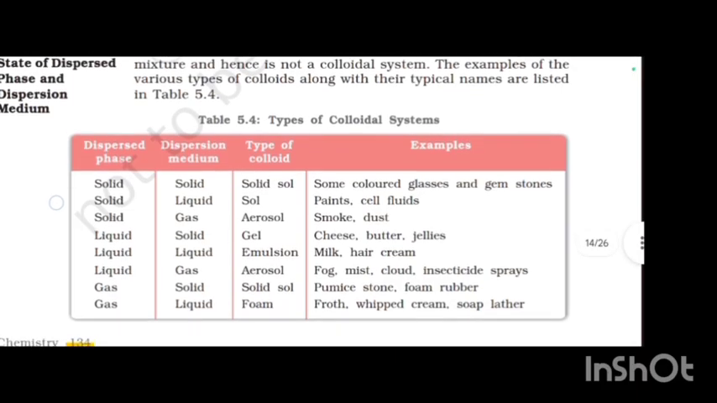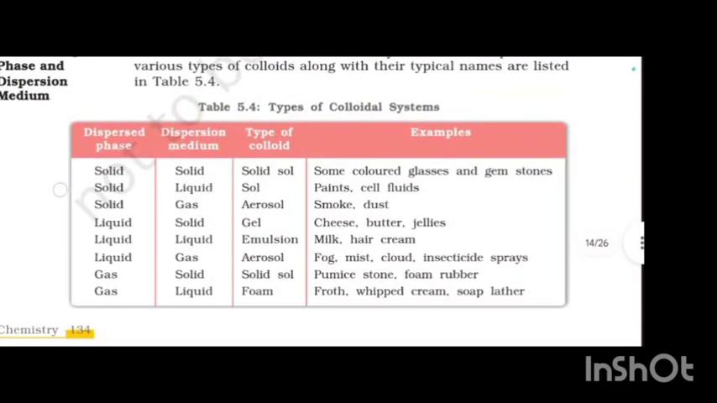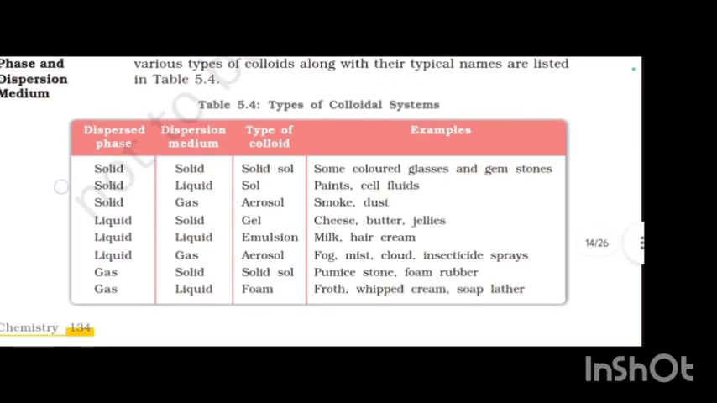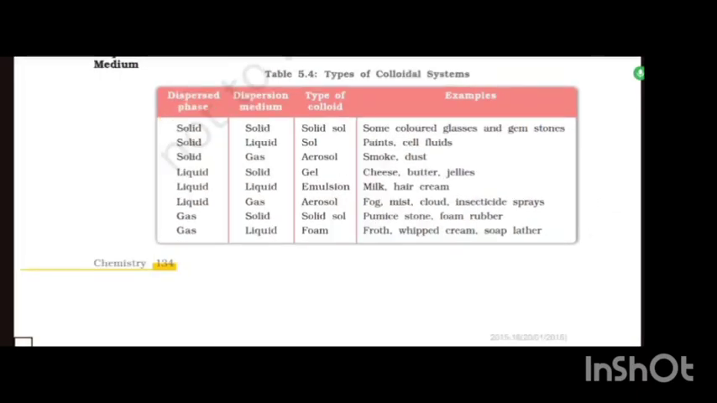The examples of the various types of colloids along with their typical names are listed in Table 5.4. Table 5.4, Types of colloidal systems. Dispersed phase solid, dispersion medium solid, type of colloid solid sol. Example, some colored glasses and gemstones. Second, dispersed phase solid, dispersion medium liquid, type of colloid sol. Example, paints, cell fluids. Third, dispersed phase solid, dispersion medium gas, type of colloid aerosol.